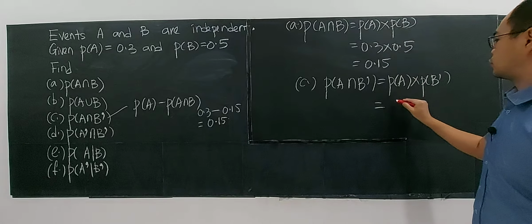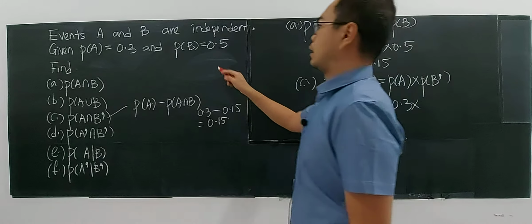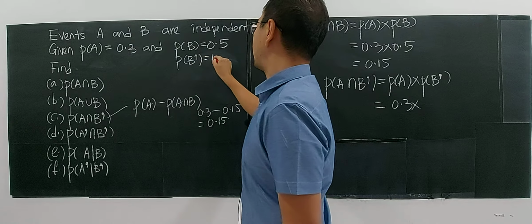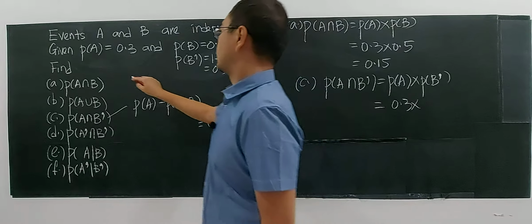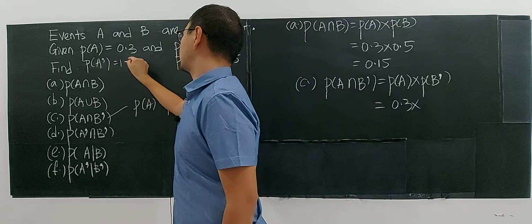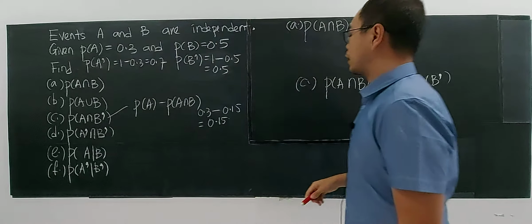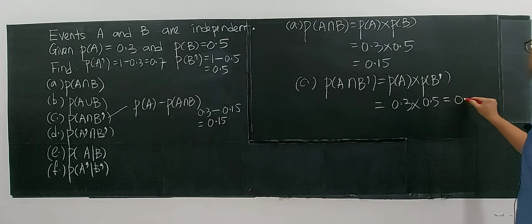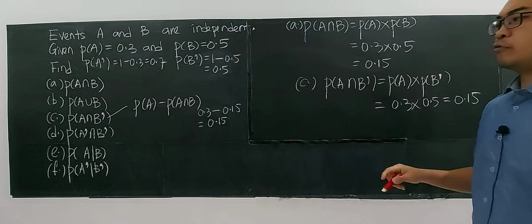So the probability of A is 0.3. What is B prime? B prime means the complement of B, which will be 1 minus the probability of B, which gives you 0.5. For your information also, the complement of A will be 1 minus 0.3, which gives you 0.7. You just do 1 minus that. This one is also 0.5. If you multiply, you are still getting 0.15. The answer will still be the same if you apply both.